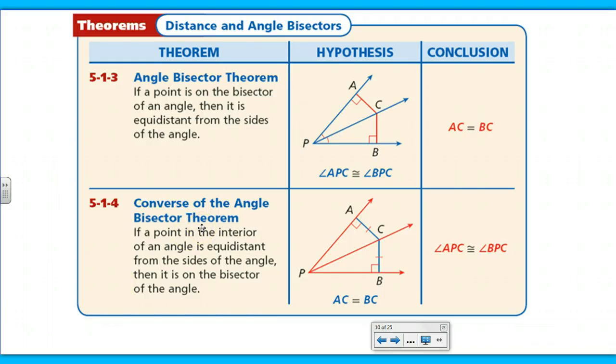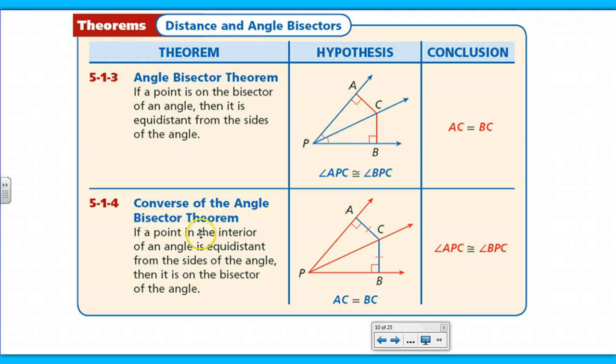We have two additional theorems, the distance and angle bisectors. The angle bisector theorem says if a point is on the bisector of an angle, then it is equidistant from the sides of the angle. So from point C, if we take the shortest segment to each side, those segments would be perpendicular to those rays, okay? And AC would equal CB.